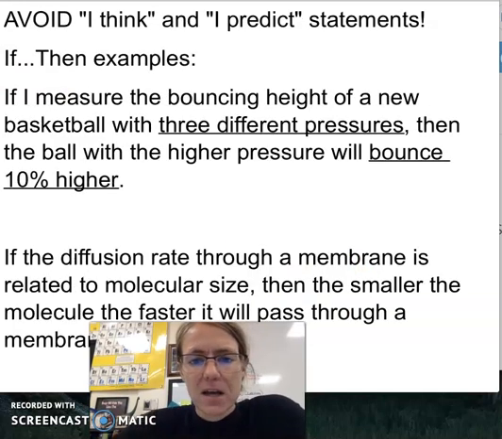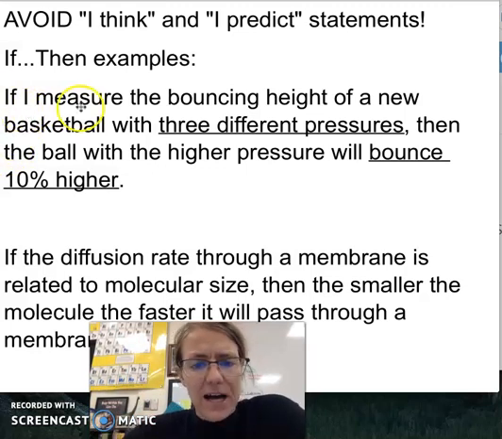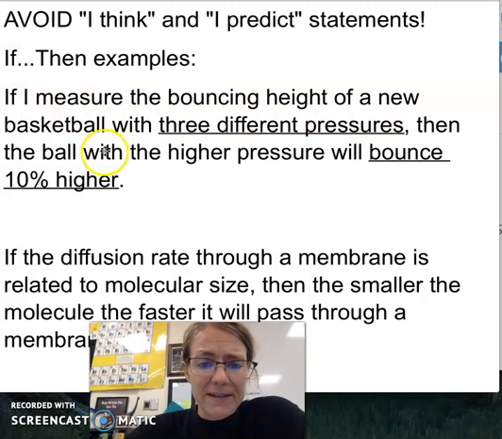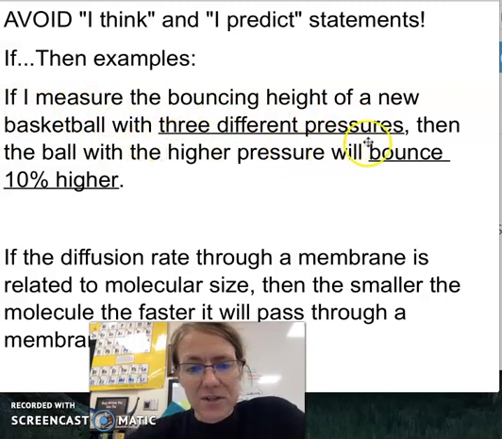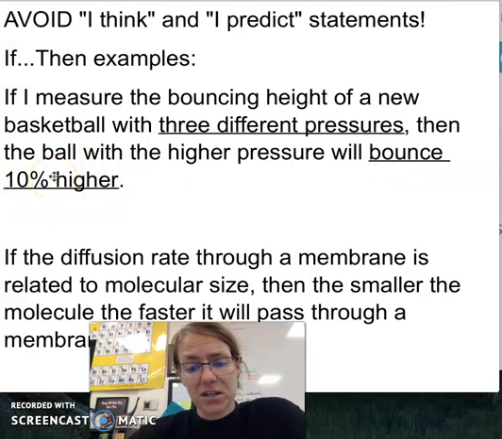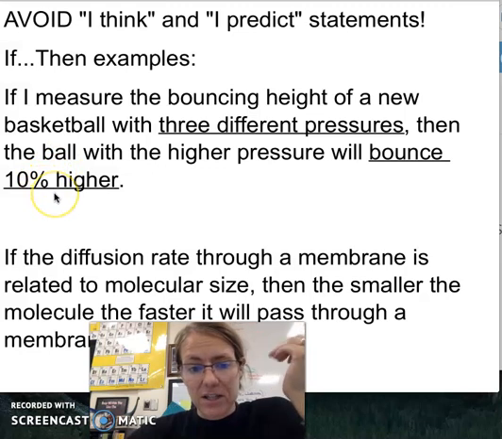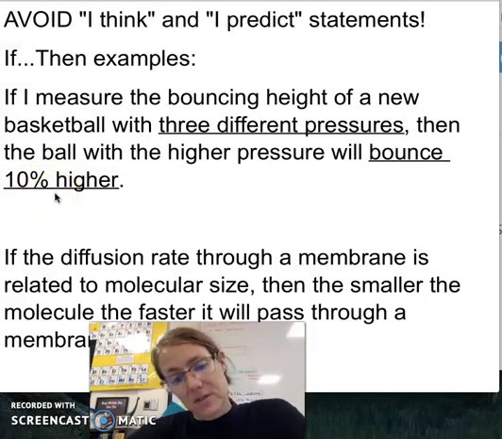So going back to hypotheses, you want to avoid "I think" or "I predict" statements and go to the if-then examples. So if I measure the bounce height of a new basketball with 3 different pressures, then the ball with the higher pressure will bounce 10% higher. Notice that I can test this to see if my prediction, my hypothesis, holds true. And then I can either refute my hypothesis or accept it.